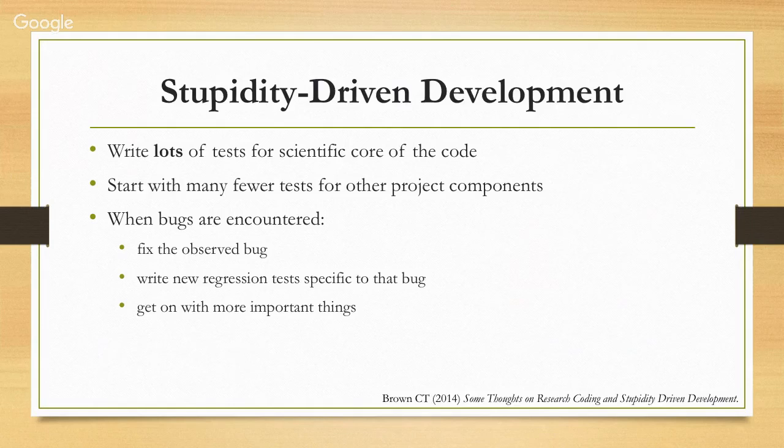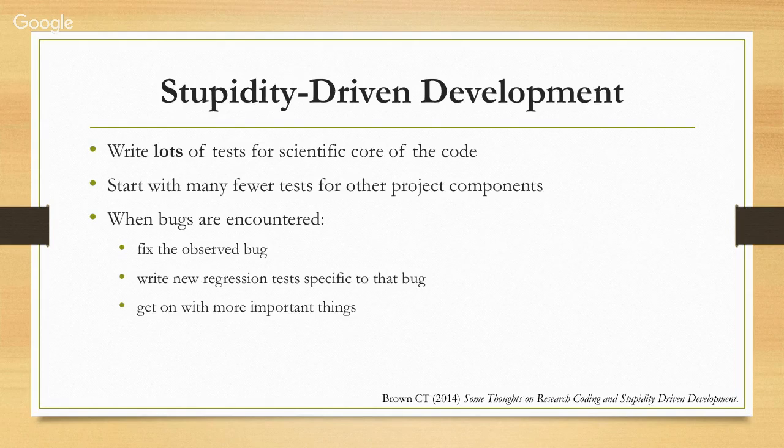One compromising approach, an alternative to test-driven development, is something that has been coined stupidity-driven development. The idea is that for the scientifically interesting core of your research project, you test that extensively. You write tons and tons of tests, considering all the different ways that your code can go wrong, and have these automated. And then for the other parts of your code, like reading files into memory or your command line interface or other boring parts of the code, don't worry too much about writing tests for that.